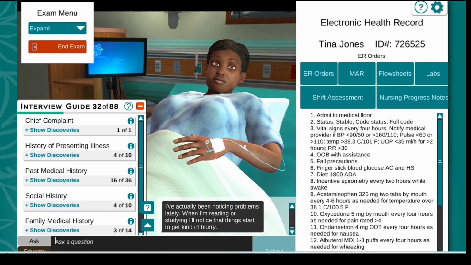All right, so she's definitely telling us some things that we're going to need to address. Make sure to document all of this before moving on to the rest of the review of systems. Don't forget to also ask about mental health and women's reproductive health.